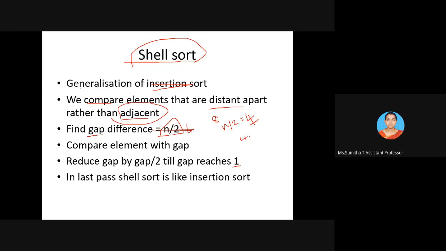Again we do the same process, iterate it. 4 by 2 is 2, so in the next step we make the gap 2 and do the process. Again, 2 by 2, and the gap is 1. Until we reach 1, we have to repeat this process. If the number of elements is 16, then we go with 8, 4, 2 and 1. This is the way we can do shell sort. In the last pass the gap is 1, so it is like insertion sort, just arranging the elements.